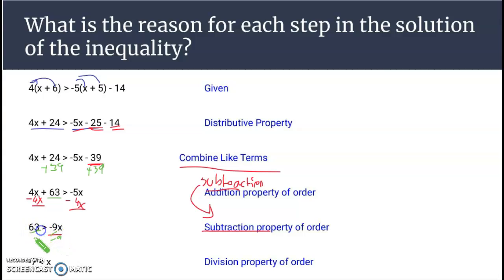In the final step, divide by negative 9. 63 divided by negative 9 is negative 7. Notice the sign switched, because when you multiply or divide by a negative, you have to switch the inequality symbol around.